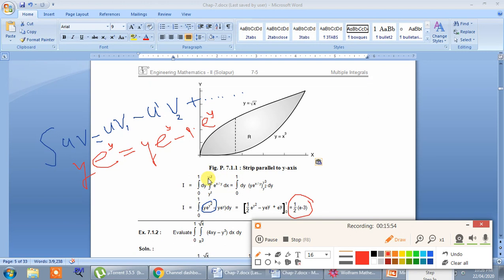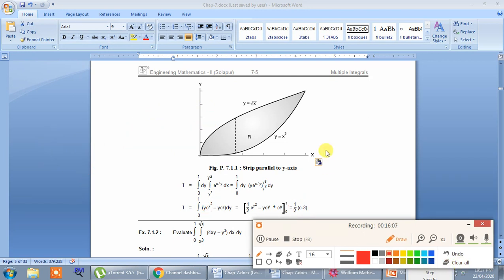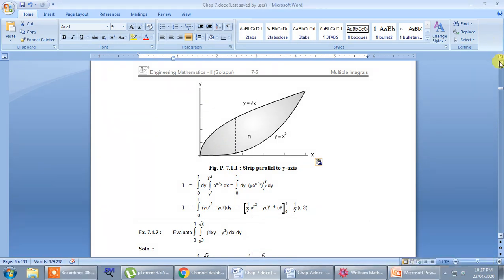If it is depending on y, it is limit of x, and if it is depending on x, it will be limit for y. Okay, now let us go for discussing the figure. Why I had drawn this figure 7.1.1.